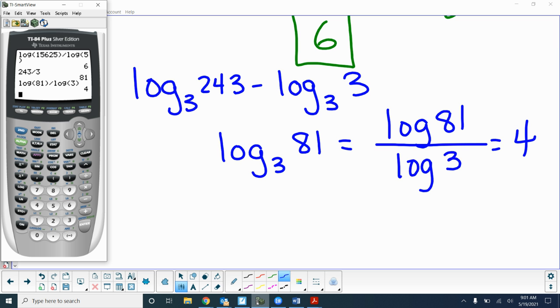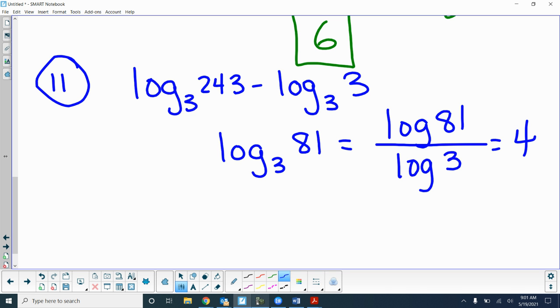Alright. What that means is 3 to the 4th is 81. Right?